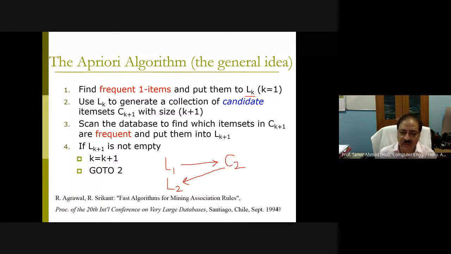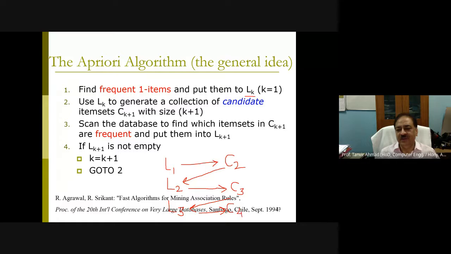Now L2 are the ones which have passed the minimum support. C2 are the ones which are generated from L1. Now again I will try to generate from here. I will generate C3. And from C3, I will again scan the database and try to find L3. From C3, I again try to generate C4.